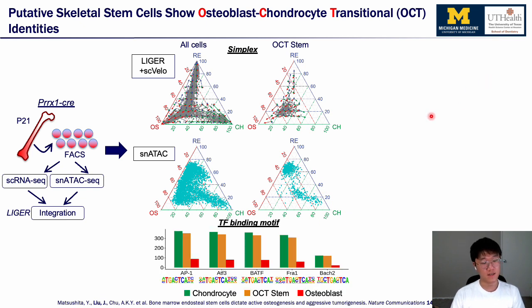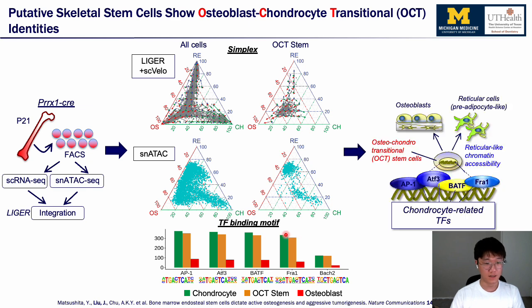And next, we also used HOMER to analyze TF binding motifs. From this analysis, the OCT stem cell is similar to the chondrocyte. Finally, we proposed this really interesting model: these OCT stem cells with osteoblast-chondrocyte transitional identities have reticular-like chromatin accessibility, and have further differentiation potential towards adipocytes and osteoblasts, and have an enrichment of the TFs that regulate chondrocyte differentiation.